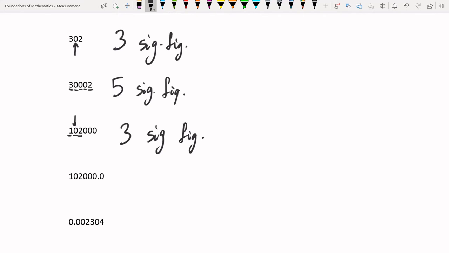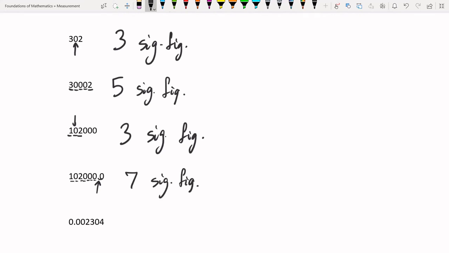Again, any zero that's just to the right of the number without a decimal point is no longer significant. For this next one, this is also the 102,000, but you see this decimal point is placed. Therefore, all of them count. So there are 7 significant figures.